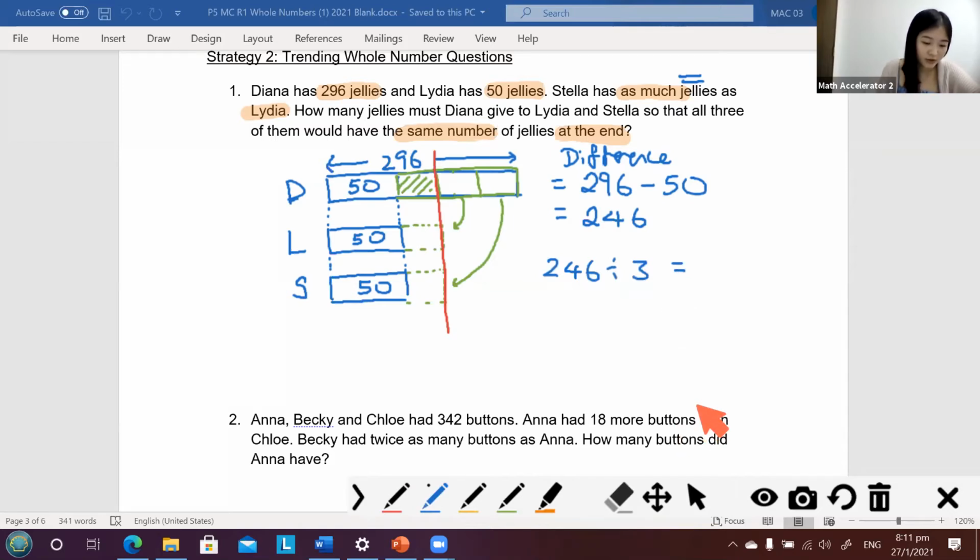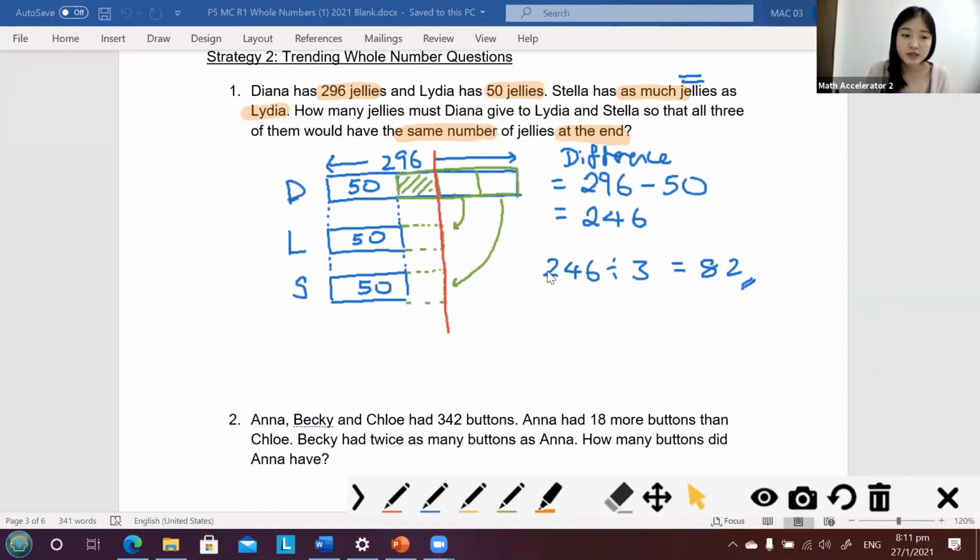Okay, so let's take a look. What's your answer? Okay, that should get you 82. Yes. Right, so some of you have a different method. Your other method is to add them all together and then divide it by 3.